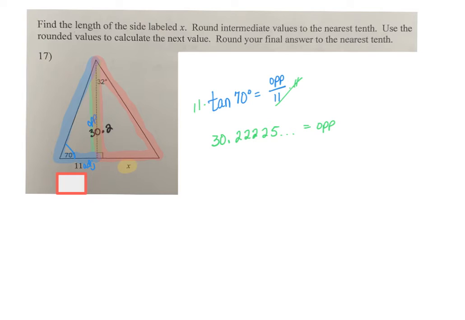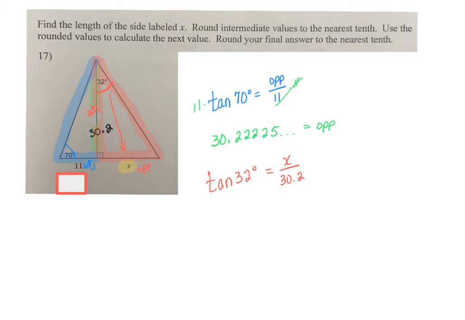And so on this side, I have this 32 degrees. So if I were to look at this 32 degrees, my opposite side would be down here. And now, this is not the opposite side for this triangle. This would be the adjacent side. And so I am still actually going to use the tangent function. Tangent of 32 degrees equals the opposite, x, over the adjacent, 30.2.